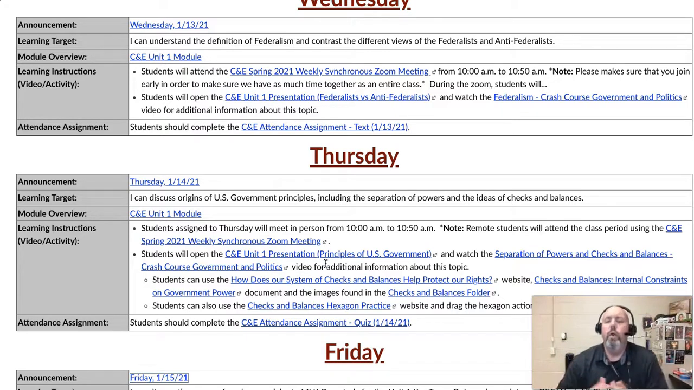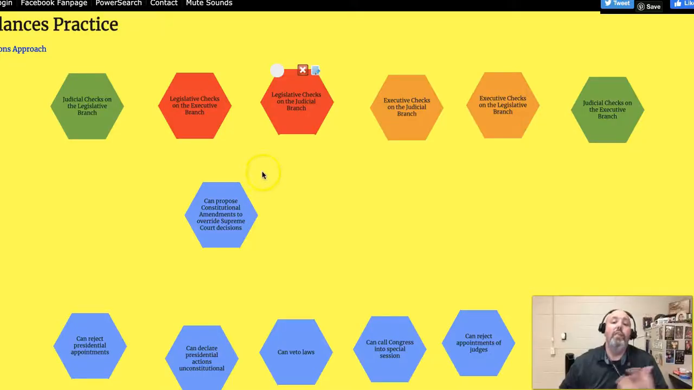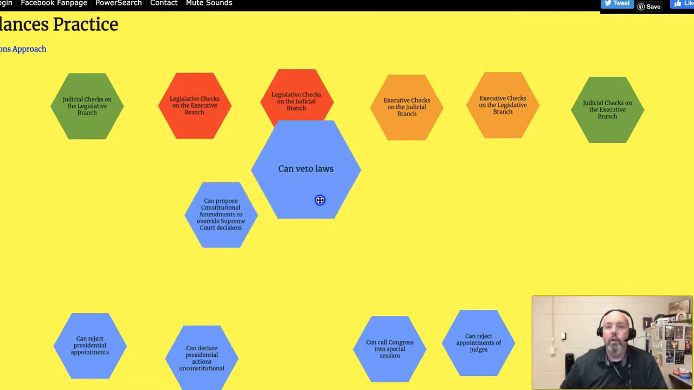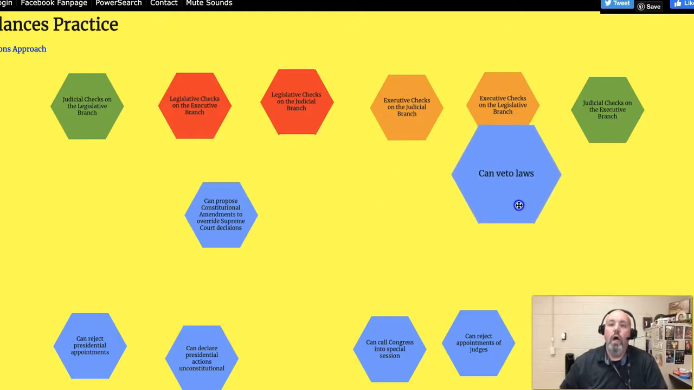This is basically what we call checks and balances, right? You're going to have the ability to look at the system of checks and balances from a website. You're actually going to get a hexagon practice, which is kind of cool. This is just a quick thing about it. The green is legislative, checks on the legislative branch. So you can look up here and say, okay, who can veto laws? Well, obviously the executive checks on the legislative branch, so that can work.